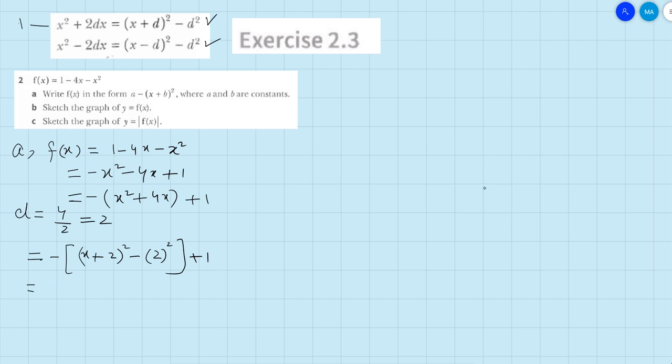Apply this minus on the whole bracket: minus into this (x plus 2) whole square, minus minus plus, 2 square is 4, 4 plus 1. 4 plus 1 is 5, 5 minus (x plus 2) whole square. So this is the answer of part A. The requirement was to convert 1 minus 4x minus x square into a minus (x plus b) whole square. So this is the answer of part A: 5 minus (x plus 2) whole square.